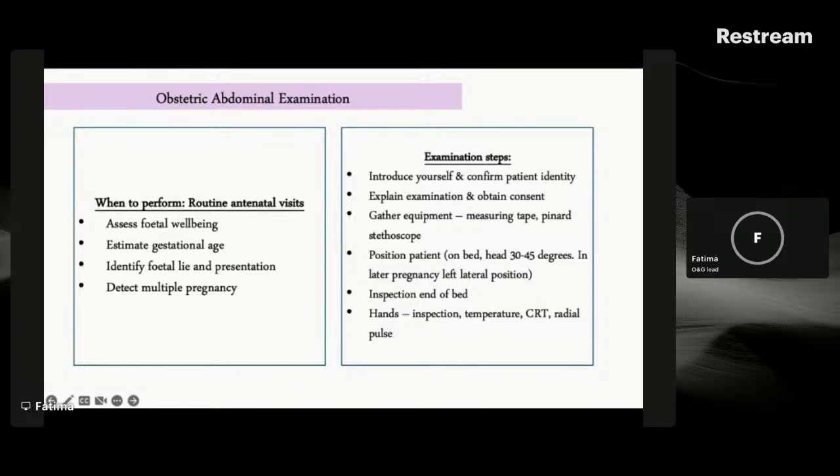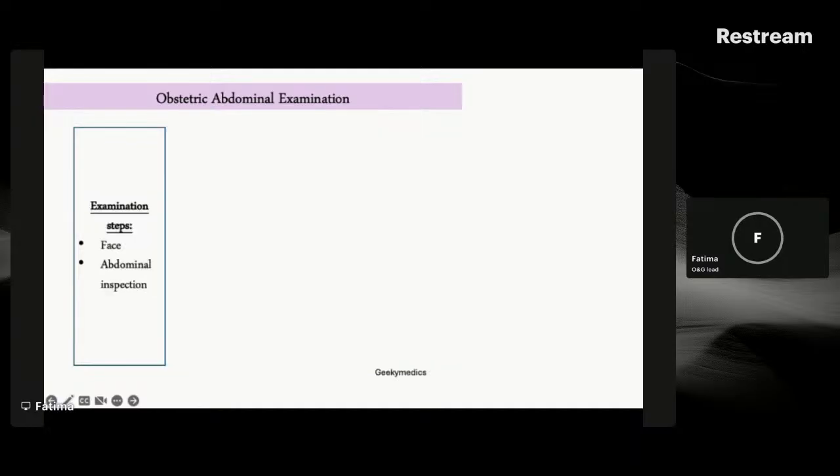You're feeling the temperature. Cool hands might suggest poor peripheral perfusion. You're assessing the capillary refill time. If it's greater than 2 seconds, it suggests poor peripheral perfusion, which could be because of an antepartum hemorrhage. Okay, and the need to assess capillary refill time is important for that. And then radial pulses as well. You're feeling for the rate and the rhythm.